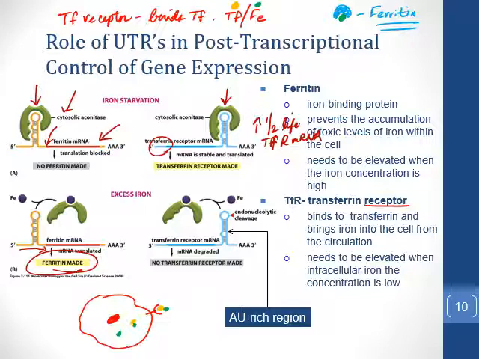So this is a beautiful and well understood example of coordinate regulation in which half of the equation involves controlling translation of an mRNA, and the other half of the equation involves controlling the degradation of another mRNA.